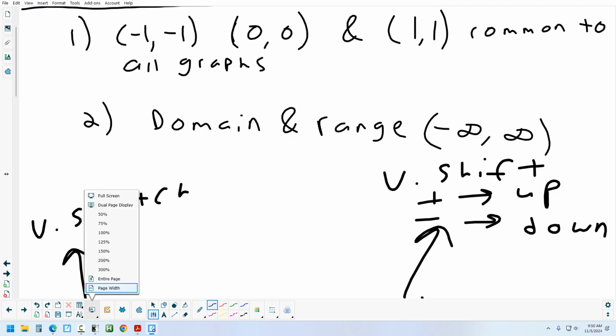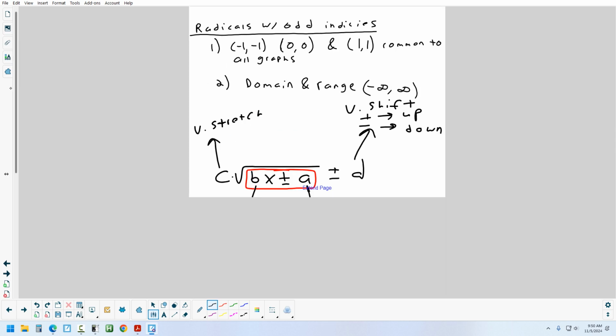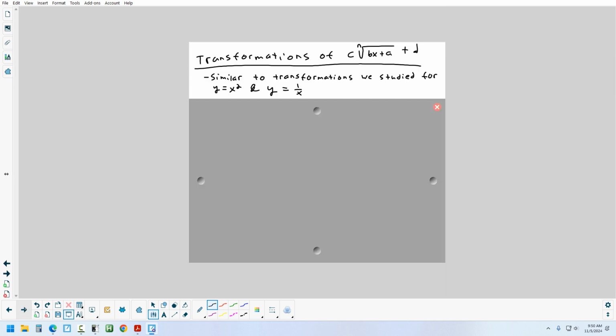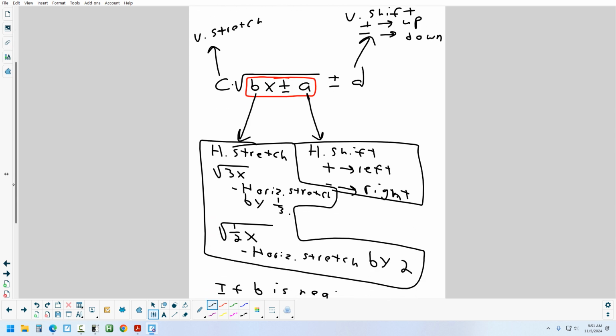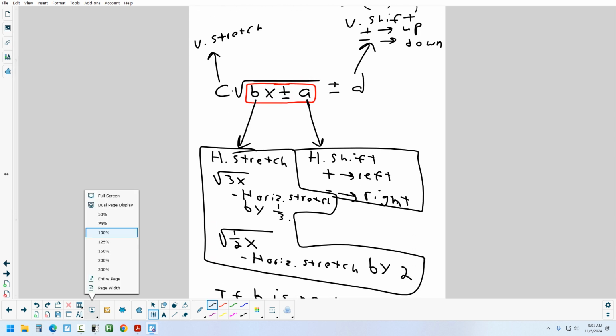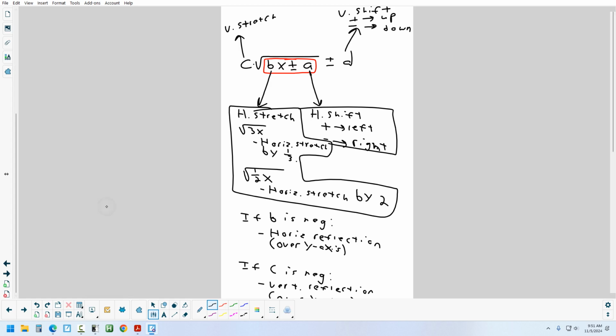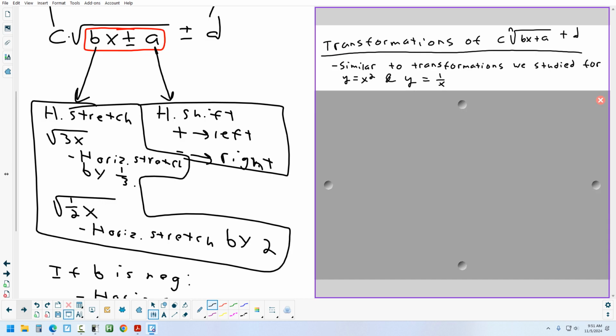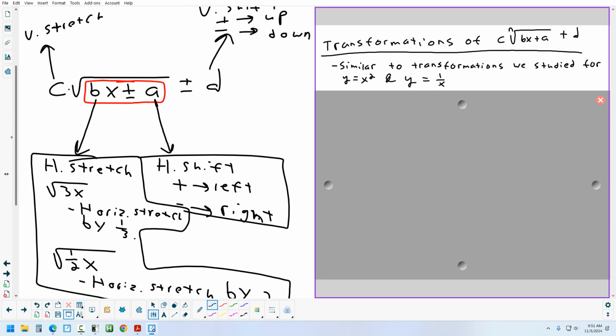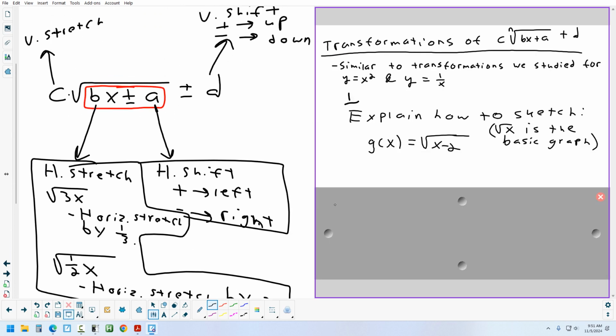Okay, so that chart right there describes everything that can happen in the transformations of a radical. All right. So let's keep that chart up and try this one.